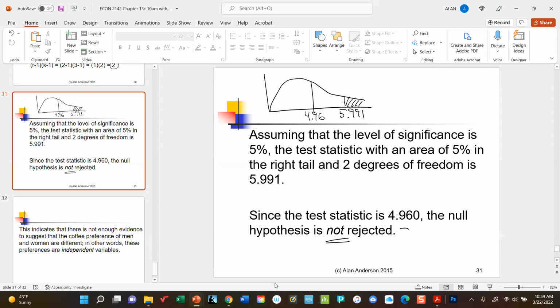And that means that the data are independent. In other words, the genders and the preferences for the flavors are independent of each other. In other words, the proportion of men who prefer each of those 3 flavors is the same as the proportion of women. So as far as Starbucks is concerned, there's no point in advertising separately to men and women because they like the same flavors.